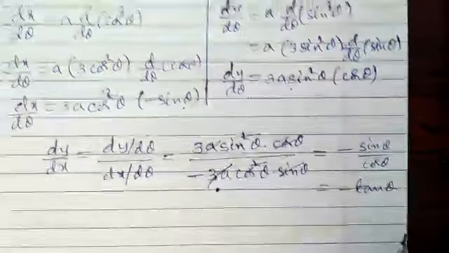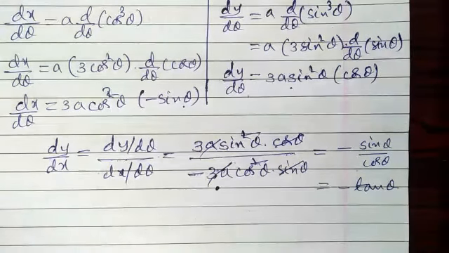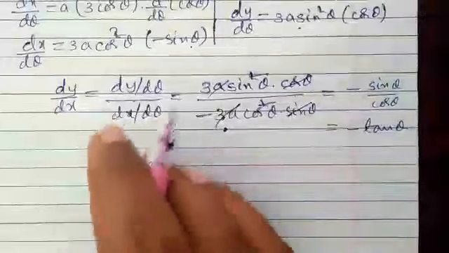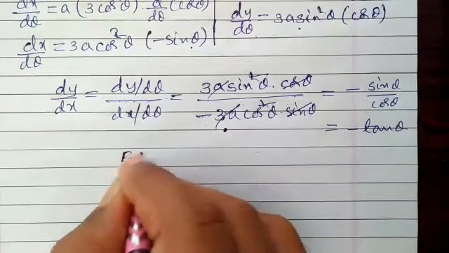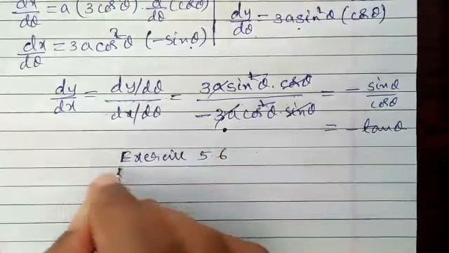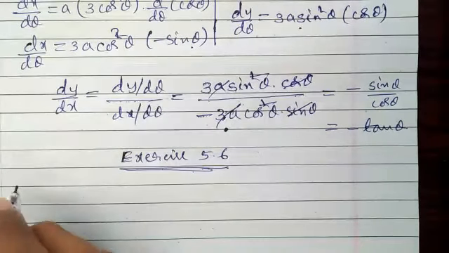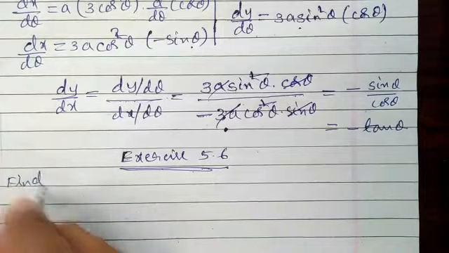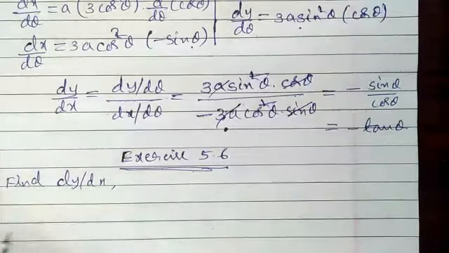Clear, guys? This is the answer. So these are the examples for you, and now take the exercise problems. Exercise 5.6. First one, all you have to find is dy by dx, guys. Find dy by dx in all the questions given. Whatever it is, find dy by dx.